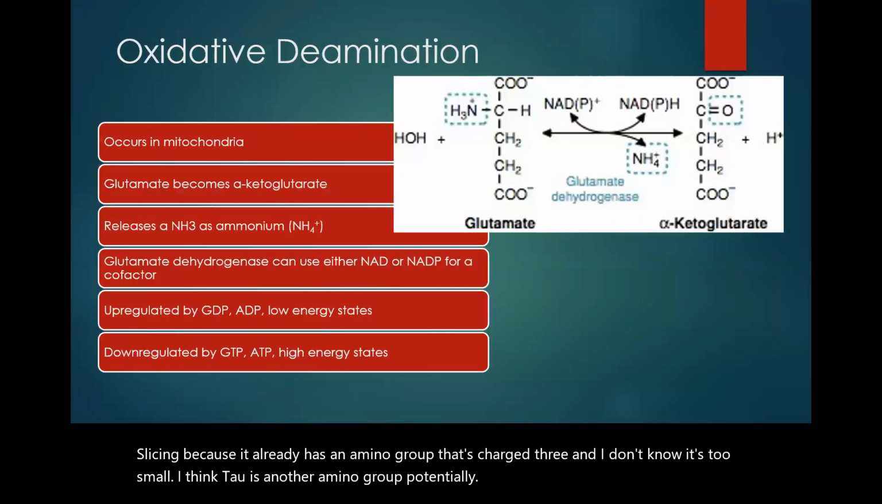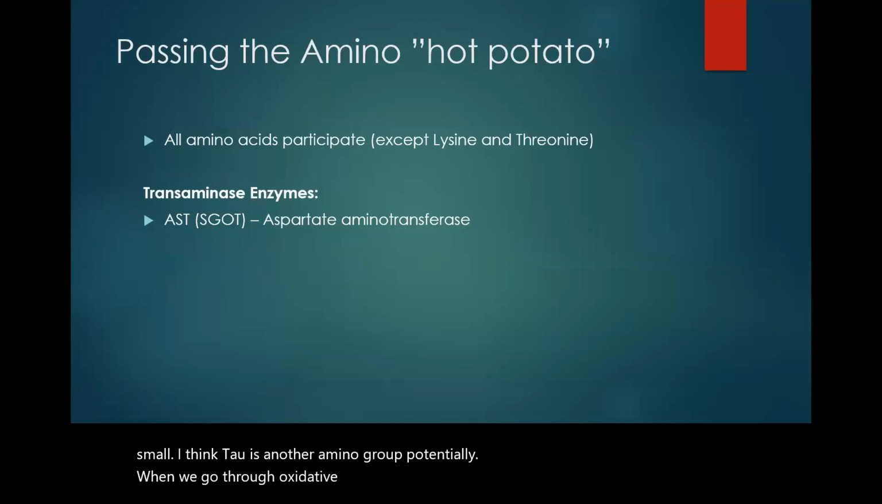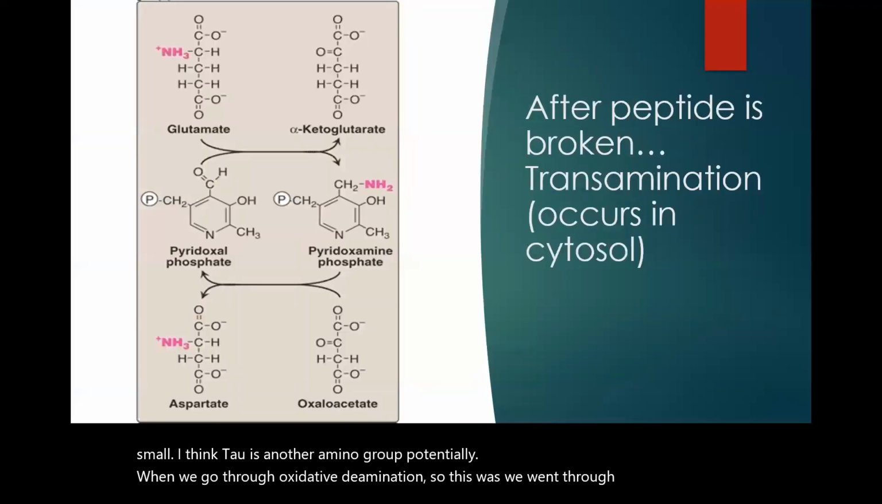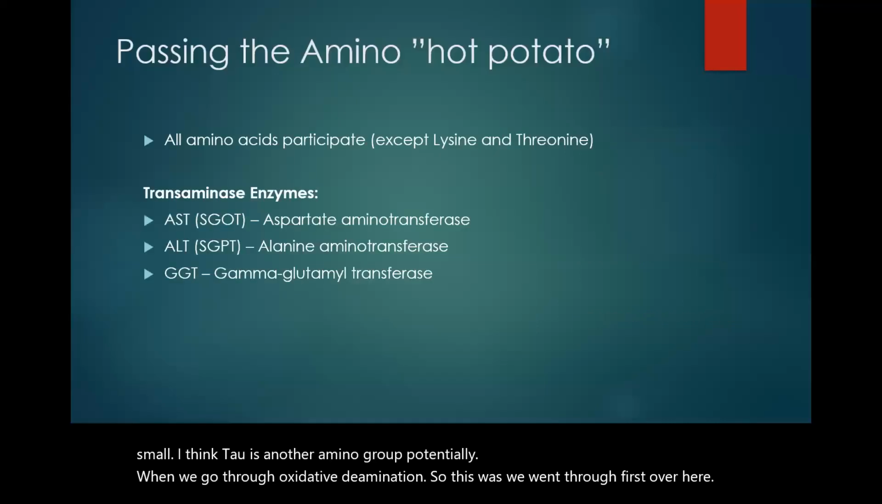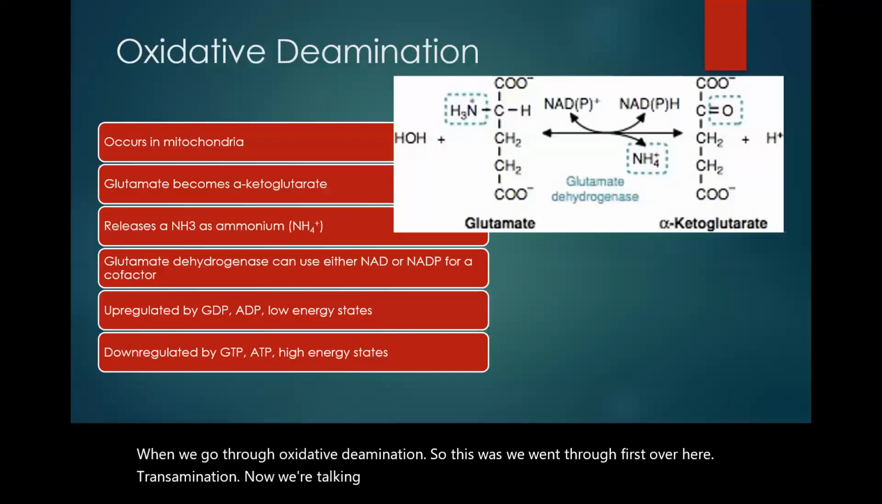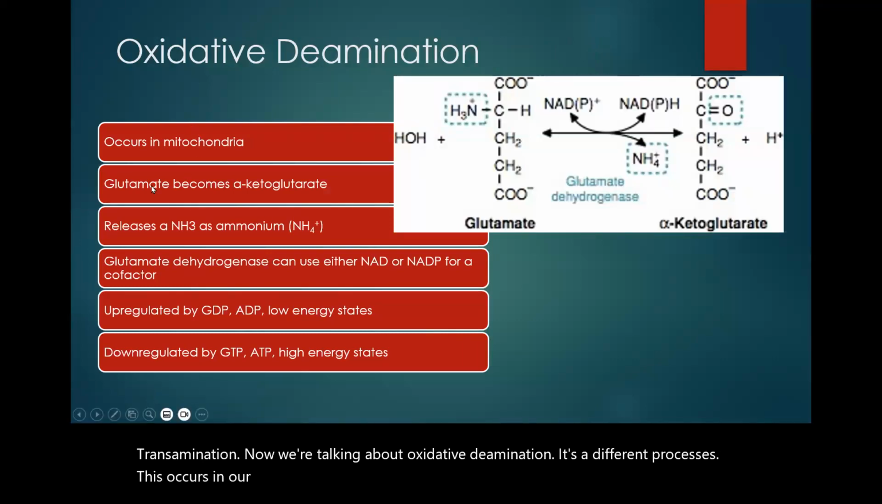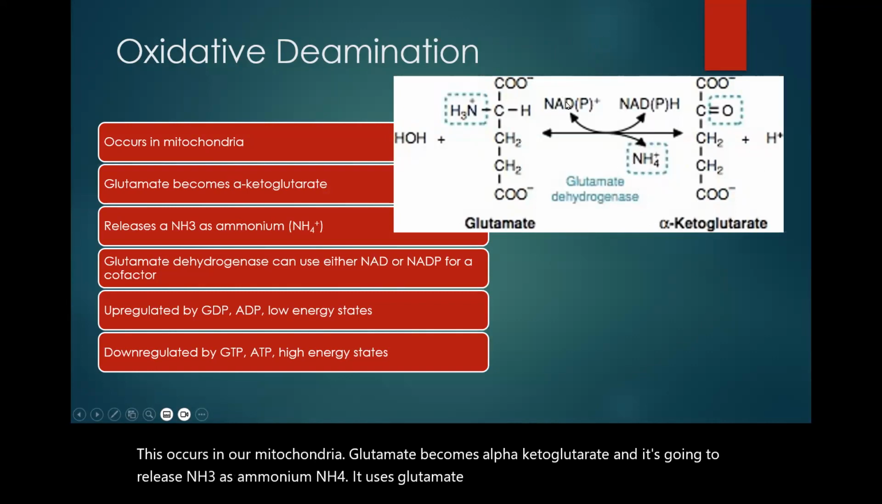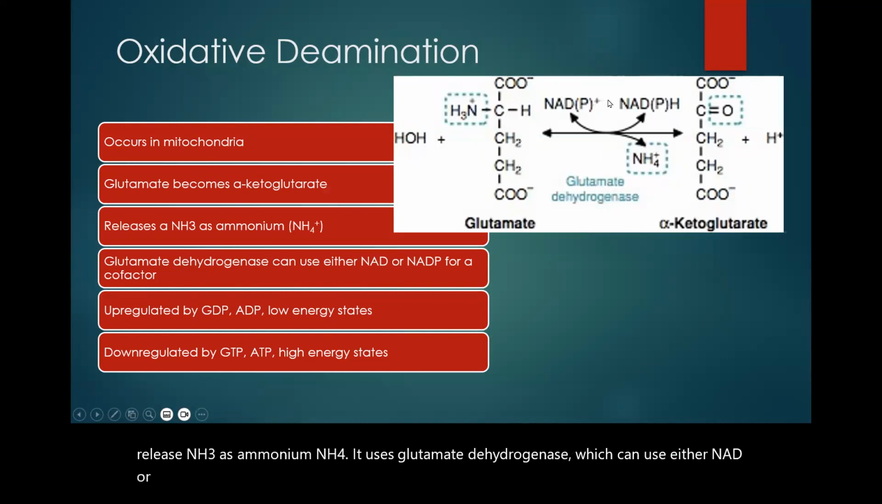When we go through oxidative deamination, so we went through transamination first, now we're talking about oxidative deamination. Okay, so different processes. This occurs in our mitochondria. Glutamate becomes alpha ketoglutarate, and it's going to release NH3 as ammonium, NH4. It uses glutamate dehydrogenase, which can use either NAD or NADP as a cofactor.